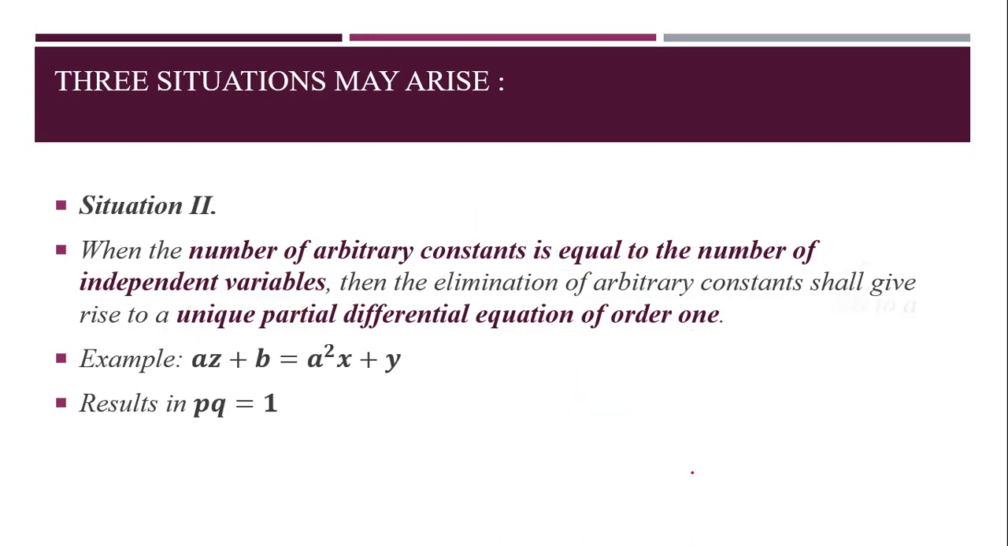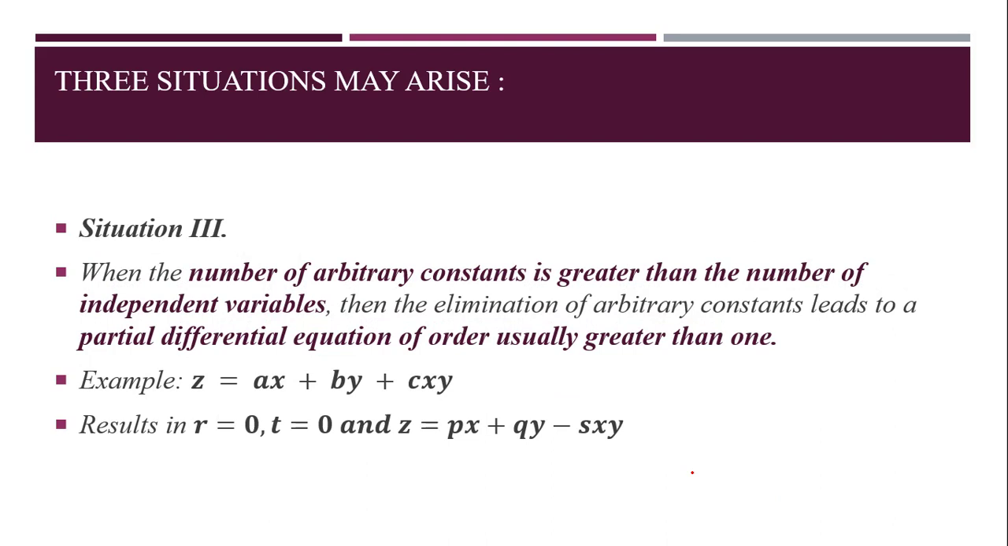Here we have the third situation, when the number of arbitrary constants is greater than the number of independent variables. Right now you can see the example. Here we have a relation involving three constants a, b and c. If I eliminate the arbitrary constants appearing here, it will lead to a partial differential equation which is of order greater than 1. So let's try. This is the equation we have.